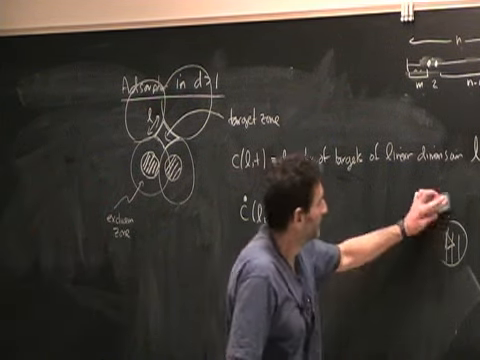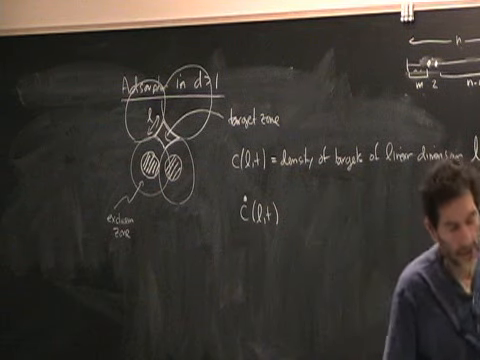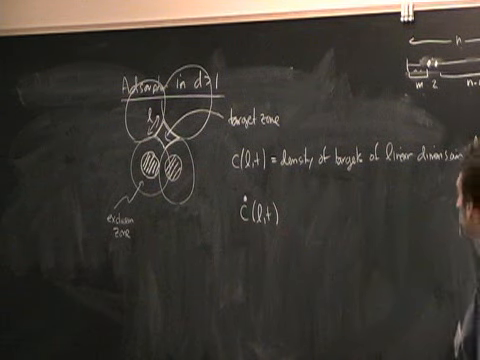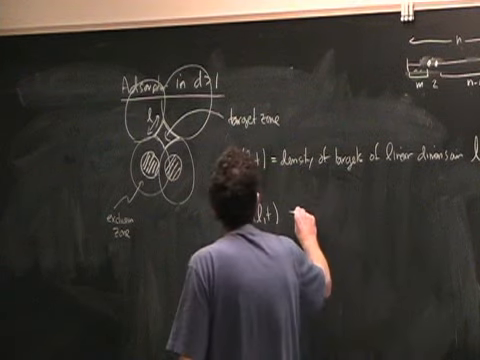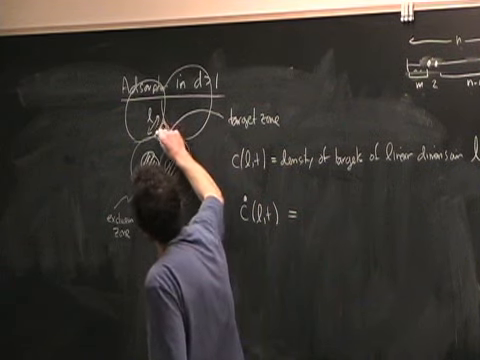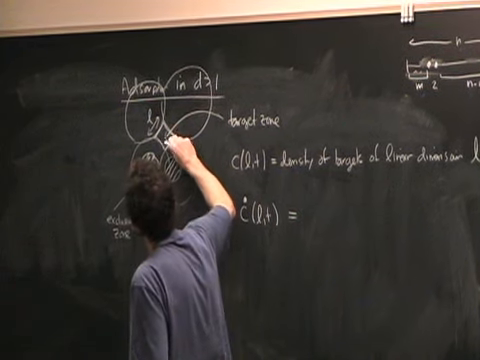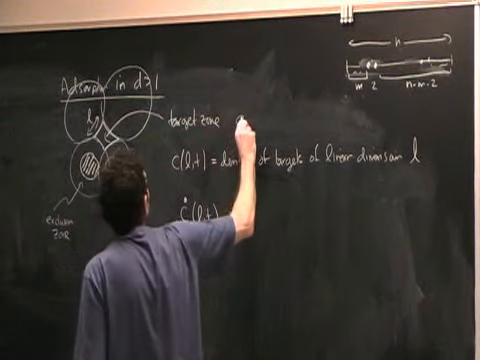So anyways, I want to calculate a rate equation for how these things disappear. So what I would say is the following. I have a target zone of linear dimension L, so it has an area which is of the order of L squared.